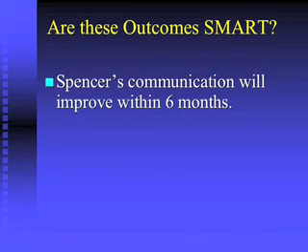Okay, is this outcome SMART? Spencer's communication will improve within 6 months. After each of these examples, pause the video so that you can think about whether it's SMART or not, and we'll do the same for the routine strategies before you hear the discussion. So go ahead and pause now. Okay, this outcome is not SMART. Communication is not specific. 6 months, that's a nice number there, but it does not make this measurable. We don't know if it's attainable because we don't know what we're talking about.